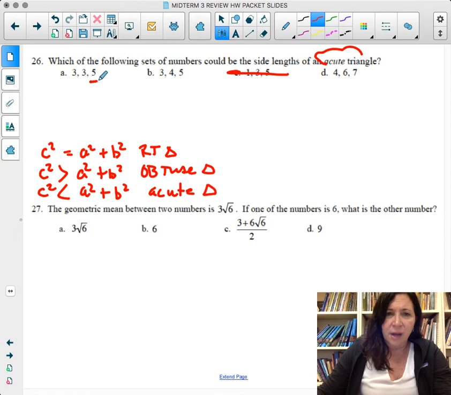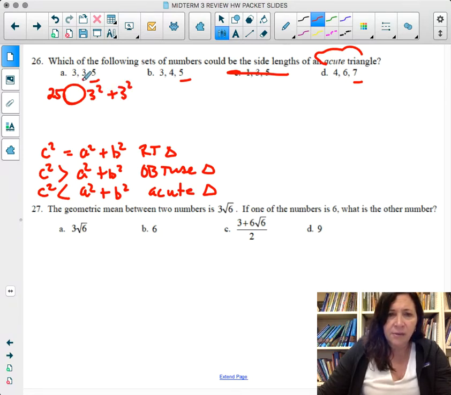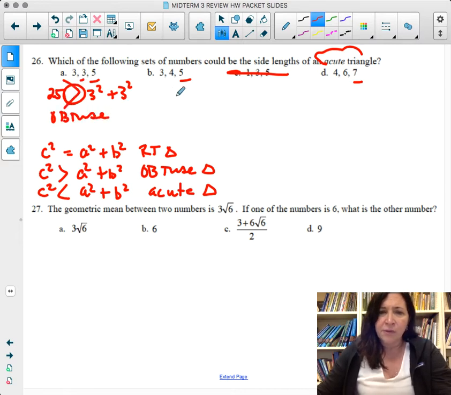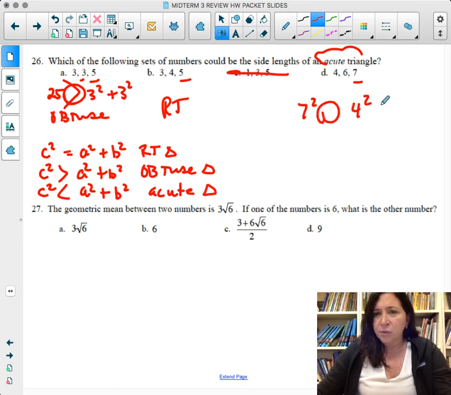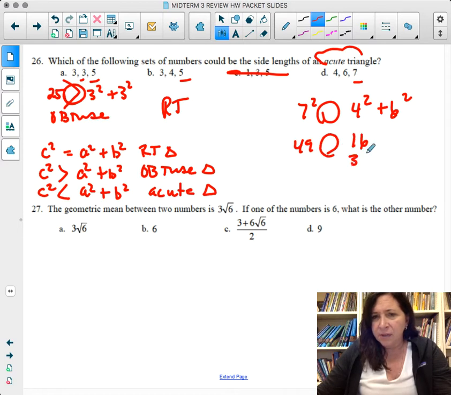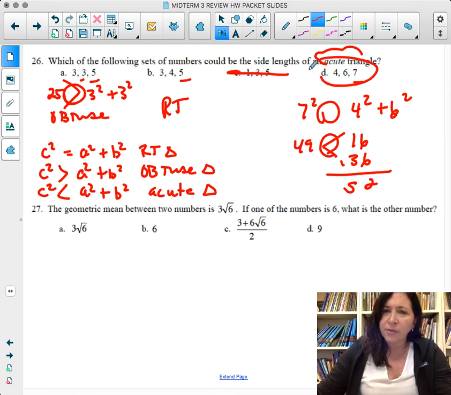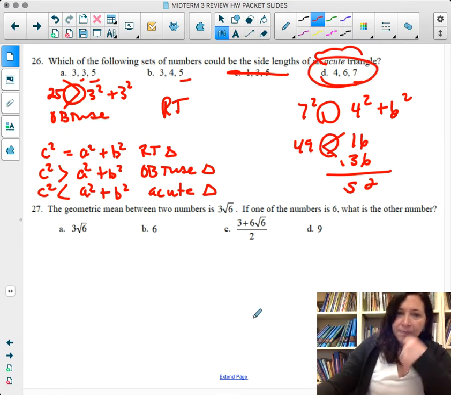So it's largest side, largest side, largest side. So we've got 25 is what to 3 squared plus 3 squared? So that's 9 plus 9, 18. This is greater than, so this one's obtuse. Okay, that didn't work. This is a 3, 4, 5 triangle, so you know that's right. So let's see the largest side. 7 squared is what to 4 squared plus 6 squared? So we have 49 is what to 16 plus 36. So it's less than. Therefore, this is my acute triangle.